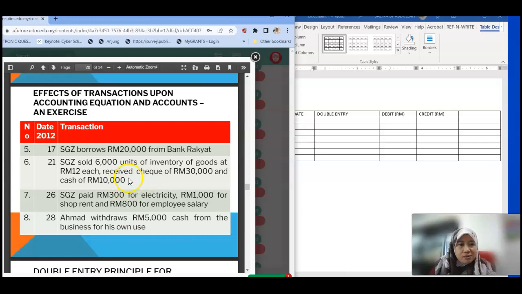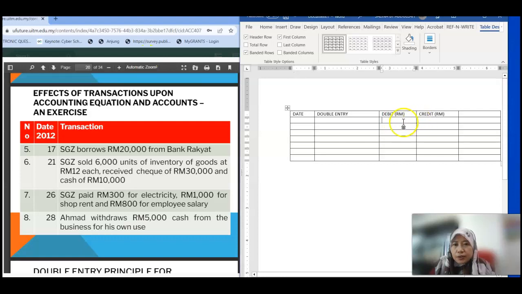Okay, so when the business receives a check, it will be debited. Receive cash, it also will be debited. So automatically, this is the answer I can show you here. You will debit bank account, then you also will debit cash account. So debit bank account with the amount of 30,000, and debit cash account with the amount of 10,000, because the business received check and received cash.